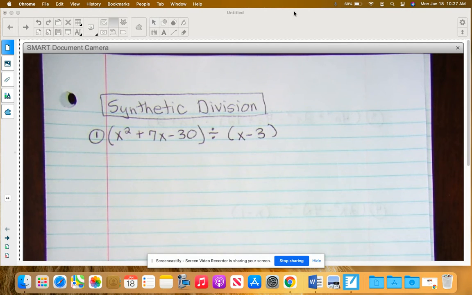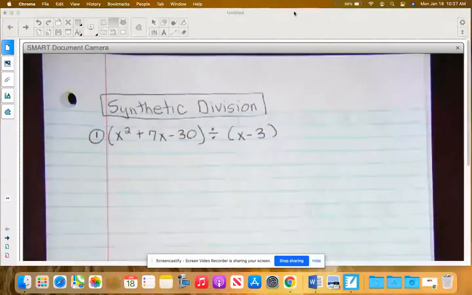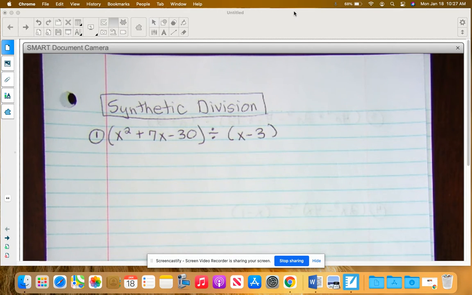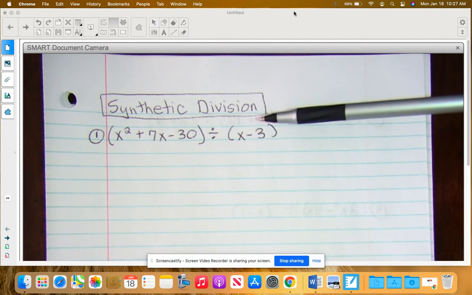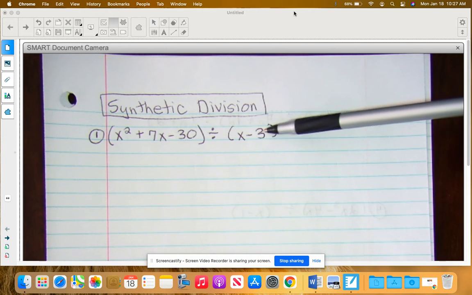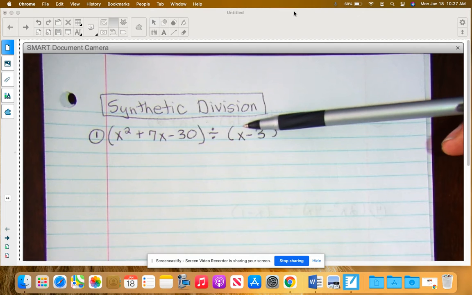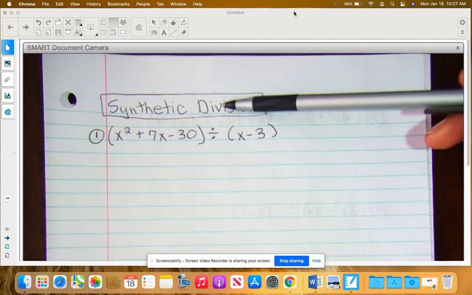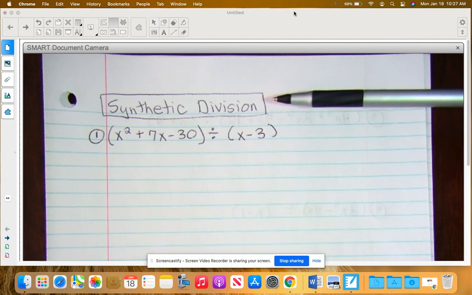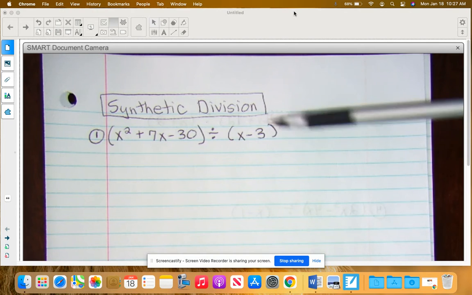So today is called synthetic division. Now, even though synthetic division I think is a little shorter, you may like it a little better. There's no division in it, but it only works if you're dividing by a linear binomial. So if I look at the first one, it's a binomial because I have two terms. And it's linear because my highest exponent is x to the first power. So synthetic division only works if what you're dividing by is a linear binomial.